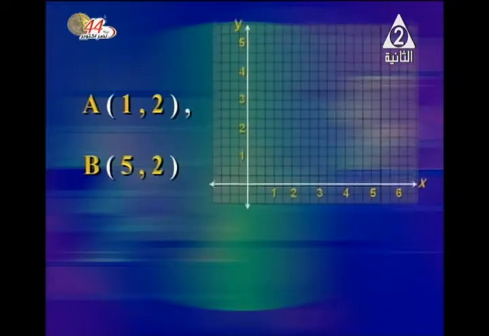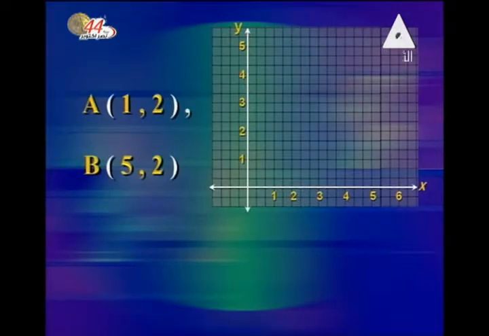A (1, 2), B (5, 2). We want to plot these 2 points graphically. So you are going to draw the x-axis and the y-axis and plot the point A (1, 2) and point B (5, 2), and join them together. You are going to obtain the line segment AB.